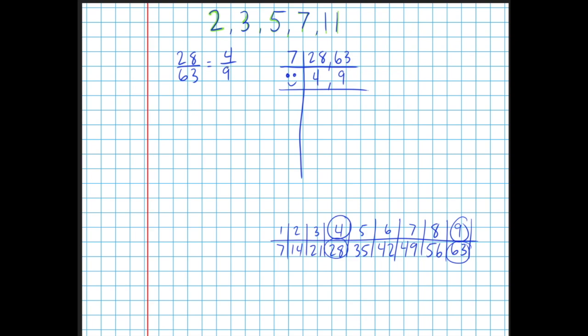Let's take a look at another one. This time I have the fraction 35/45. Yikes, that's a little weird looking. But just remember, these same prime numbers can help you break this thing down to its simplest form. So let's make our t-chart.